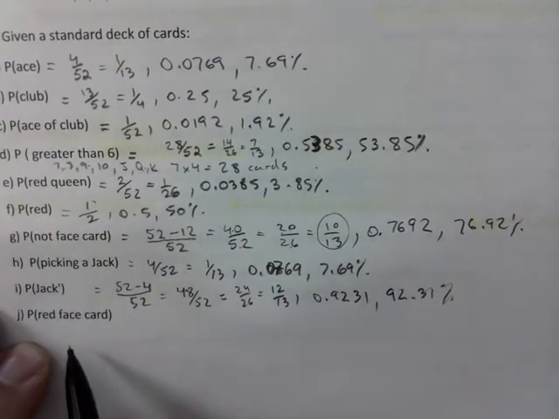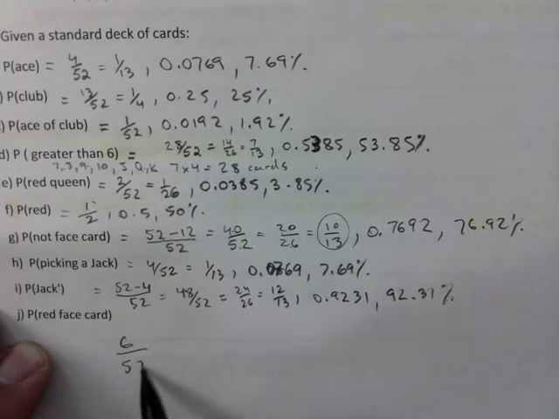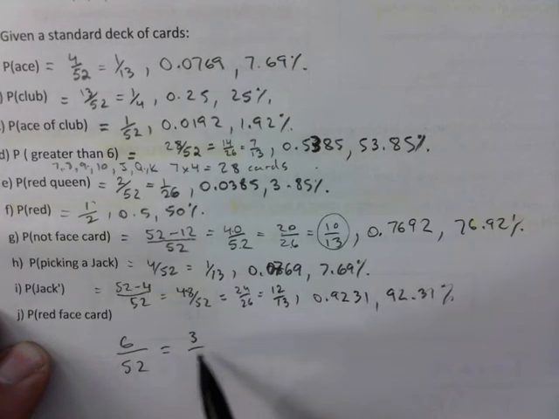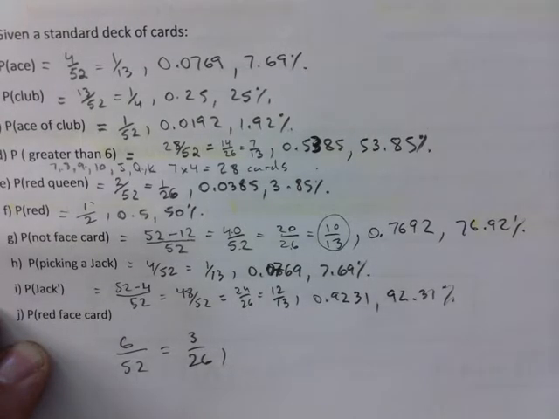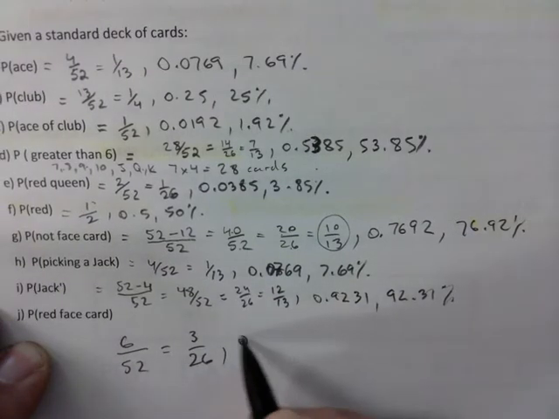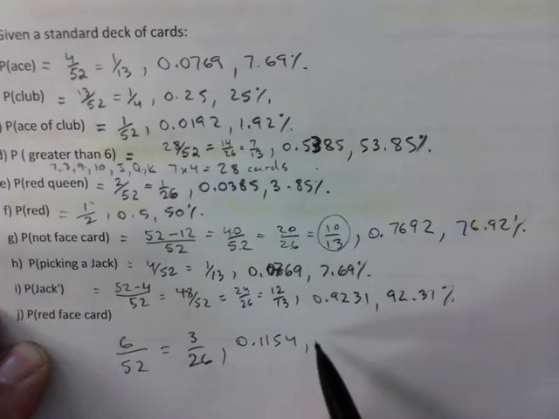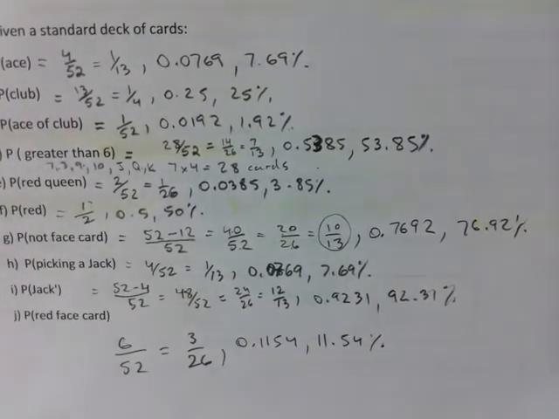Red face card, 12 in total. Half of them are red, right? So 6 out of 52. Split both of them in half. And you got yourself 0.1154, which is 11.54%. If you round your decimals to 4, you will never lose marks.